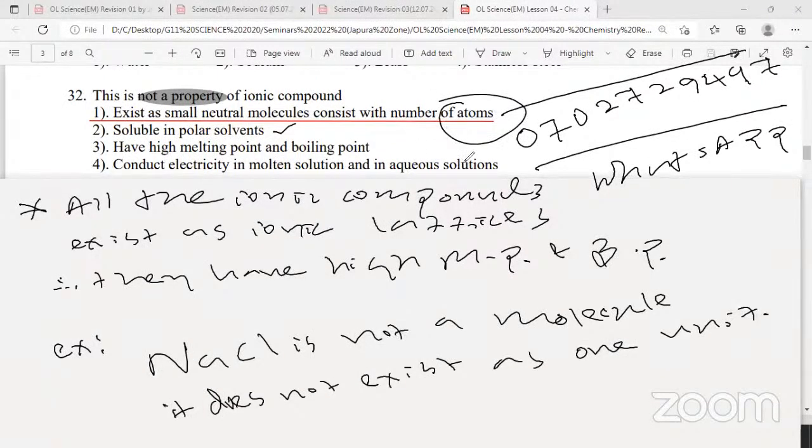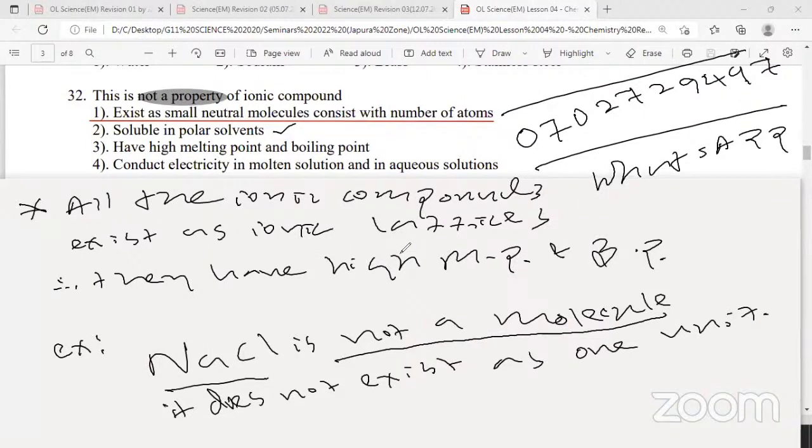So here, atoms is wrong. It's not a property of ionic compounds. Ionic compounds are not formed between atoms and they are not molecules. Ionic compounds do not exist as molecules. They are all lattices with high melting and boiling points. Example, NaCl. NaCl is not a molecule. It does not exist as one NaCl. Even though we write NaCl, it is a lattice, a large number of Na plus and Cl minus combined. So this is a good question.